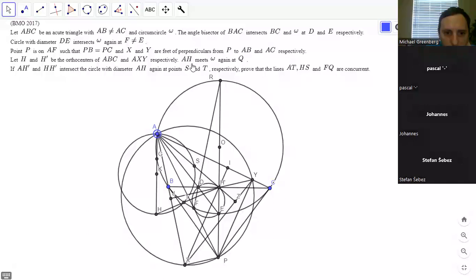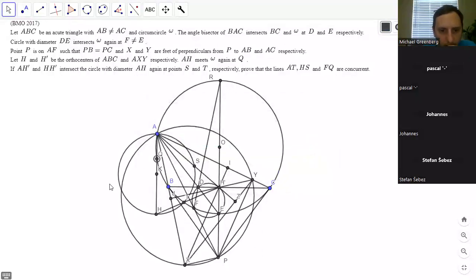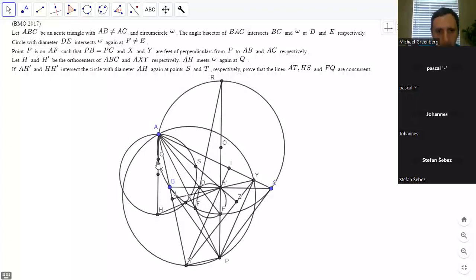So the AH, oh, this is Q. Okay. All right. So AT, HS, and FQ. Okay. So sorry, say that one more time. Oh, I was muted. Q is the reflection of H over BC. Yes. And S is the reflection of F over BC, because S is the Humpty point. Assuming right now that H prime is the midpoint of BC. Okay. Then S is the Humpty point, and S is the reflection of F over BC.